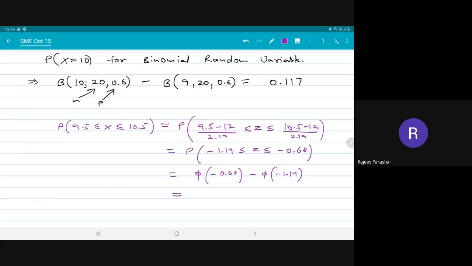Just locate minus 0.68 as a combination of values on rows and columns. So you should be looking for minus 0.6 and 0.08 here. This combination, and minus 1.10 and 0.04. This combination. Give me these two values.